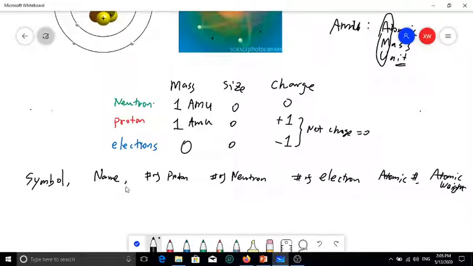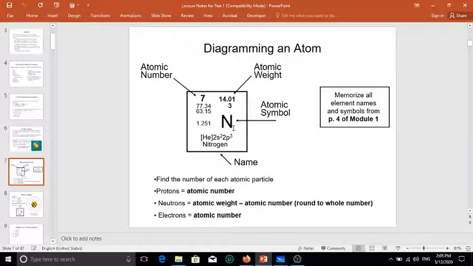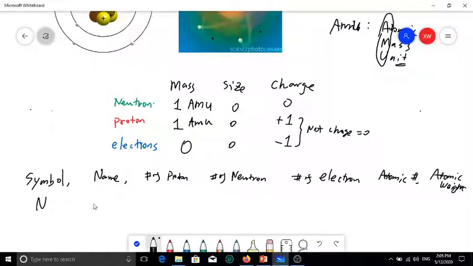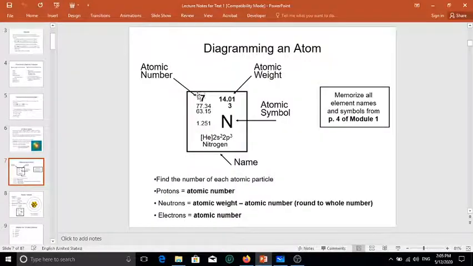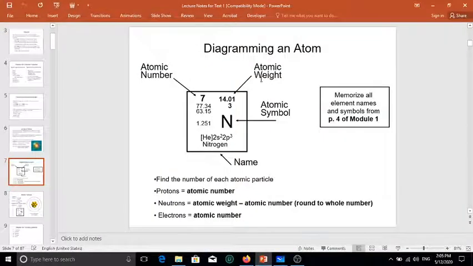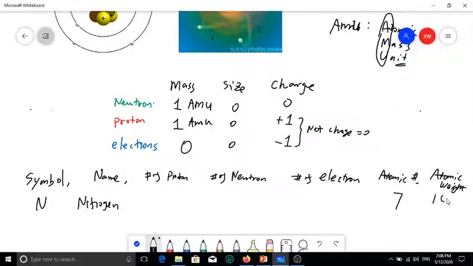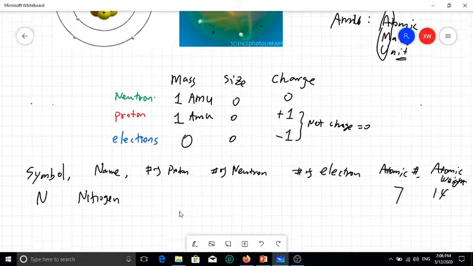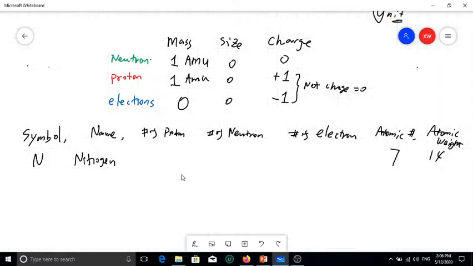So how do I find all of these things? Let's say nitrogen, from the example on the slides. The symbol is N, the name is nitrogen. You're given a couple of numbers. The atomic number is 7. The atomic weight, or atomic mass, is 14.013. Let's do a simple rounding: 14. Now there are a few simple relationships you have to memorize, which are also very useful.